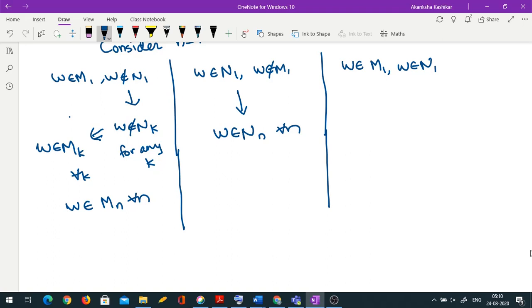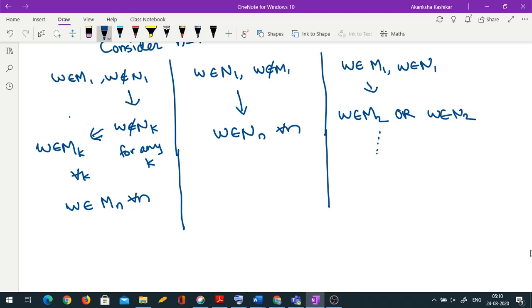Here what I know is that it is in both. So then we will check for the second one. Does omega belong to M2 or omega belong to N2? Again there are three possibilities. One is similar to this, one is similar to this, and the third one is here. So exactly similar three possibilities.